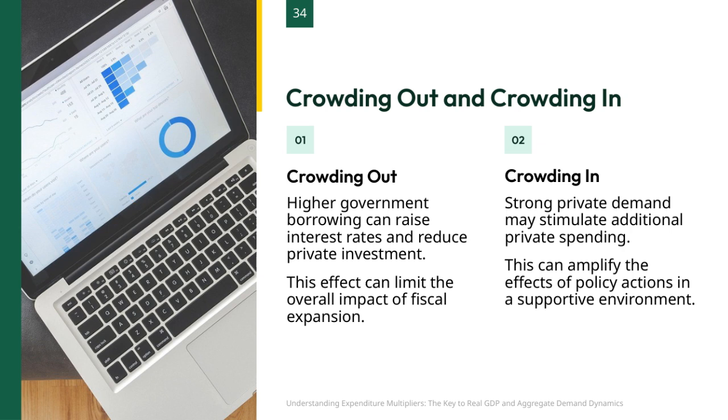On the other hand, crowding in occurs when strong private demand encourages additional private spending. This effect can actually boost the impact of government policy measures, especially when the economic environment is supportive. Understanding these opposing forces helps us grasp the complexities of fiscal policy and its influence on the broader economy.